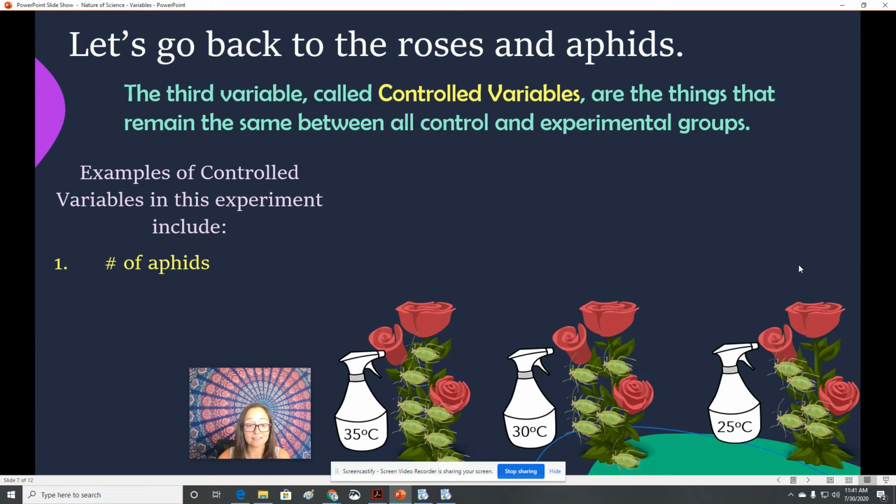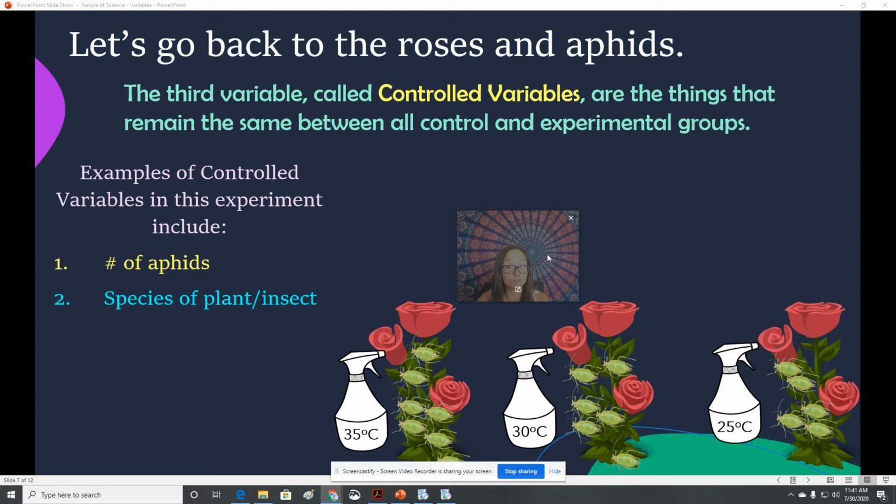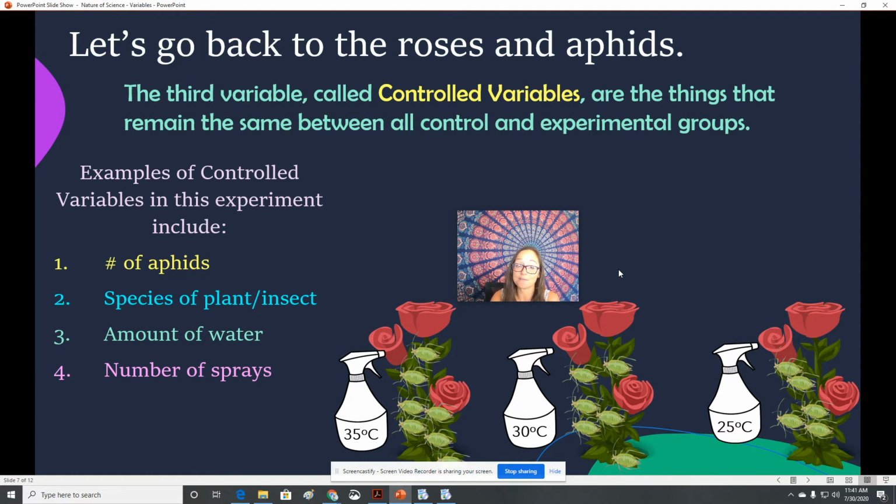They all had 10. We also had the species of plant and insect. We used aphids and we used rose bushes. We have the amount of water. I mentioned in the previous slide that they're all in the same sprinkler system, so they get the same amount of water. They get the same amount of sunlight, the same amount of sprays, etc. And so these are all controlled variables. We are keeping everything the same except the temperature of the oil. That is the only thing we change between our different groups.